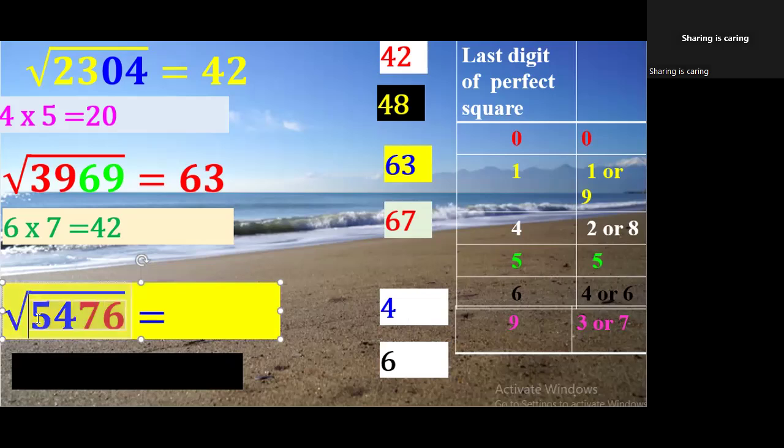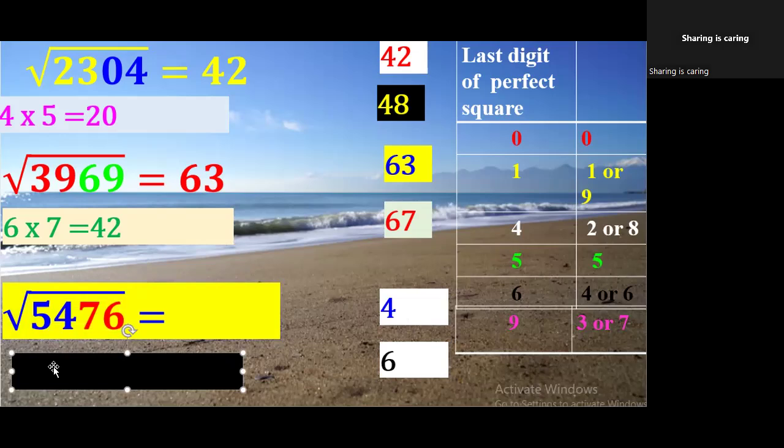Now we need to focus on 54. I need to find a perfect square which is closest to 54 but less than 54. So it should be what? 8 times 8 is 64.